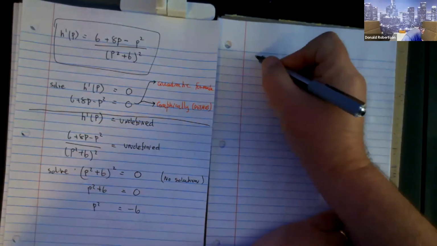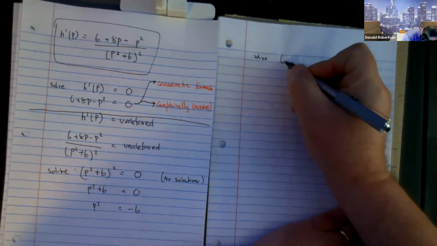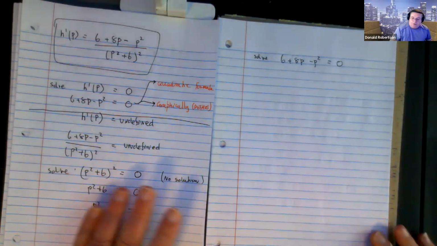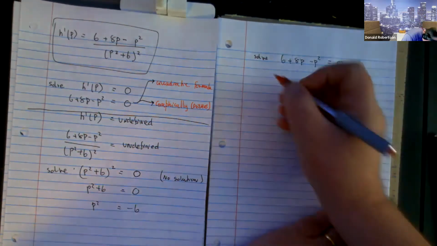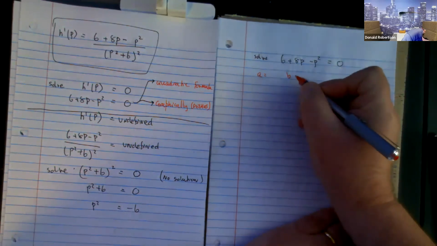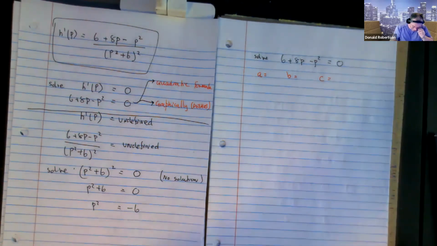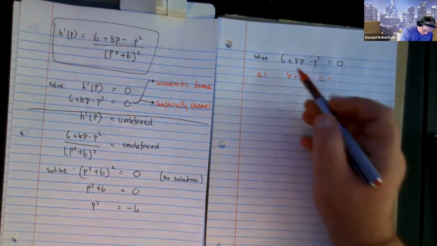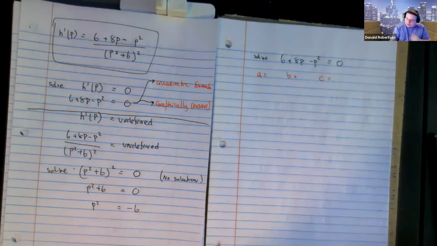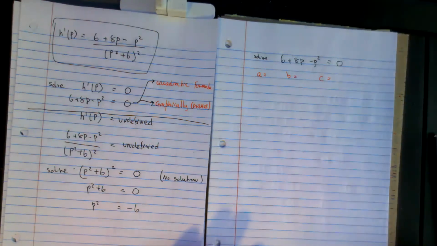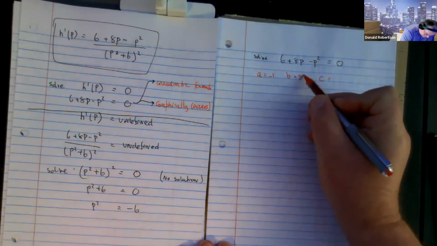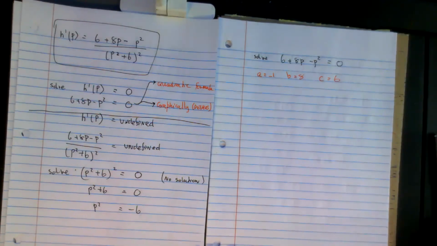So we're going to solve 6 plus 8p, take away p squared equals 0 with the quadratic formula. First thing you do with quadratic formula is you identify who A, B, and C is. Well, it's been a while since you've probably done one of these, but hopefully you can still remember. Which number, 6, 8, or -1 is considered the A value? -1. And the B value? 8. And lastly, this C value is 6.